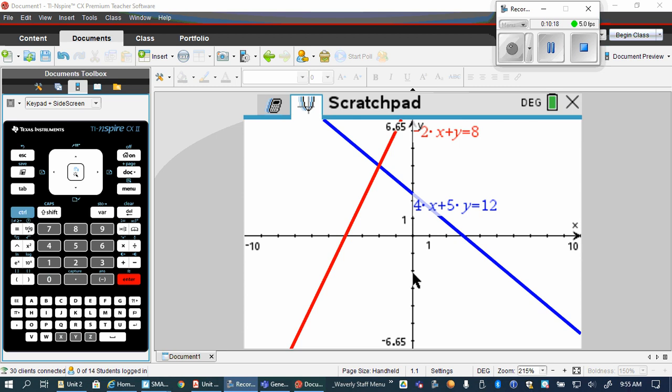Now, once I have these in here, I can use the calculator to actually find that exact intersection point. So now, let's have the calculator find the intersection point, which you know is the solution to the system. Menu button. We learned how to trace yesterday, right? But the tracing doesn't always hit exactly. It might not hit exactly on that point.